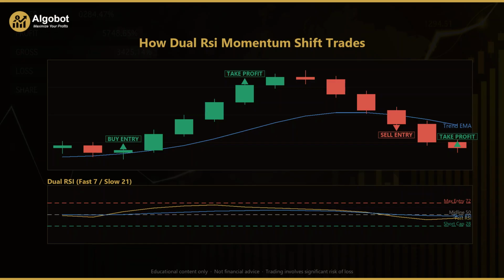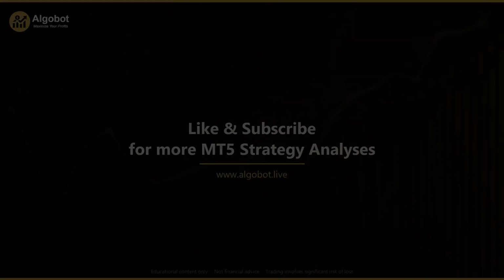Remove any one of those gates, and you'd be taking far more of the noisy signals this construction is designed to filter out. And of course, in live markets, not every setup reaches its target. Losing trades happen, which is why the fixed ATR stop and the one position at a time rule are part of the design. So there we have it.